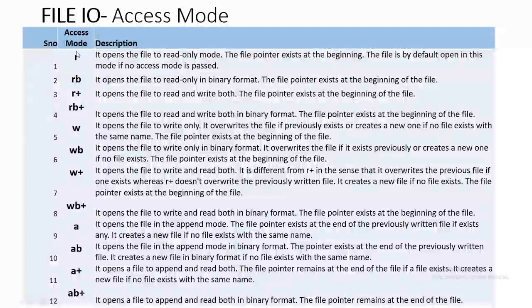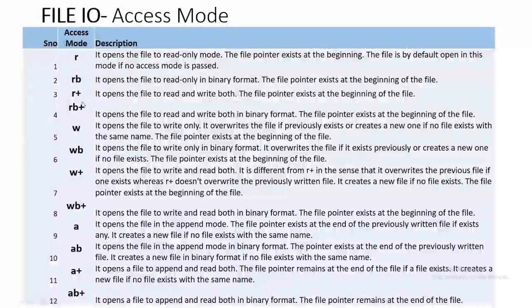If you don't want to use text mode, then you can use RB. So we have read mode for binary, write mode for binary, and append mode for binary, like we have W and R also.